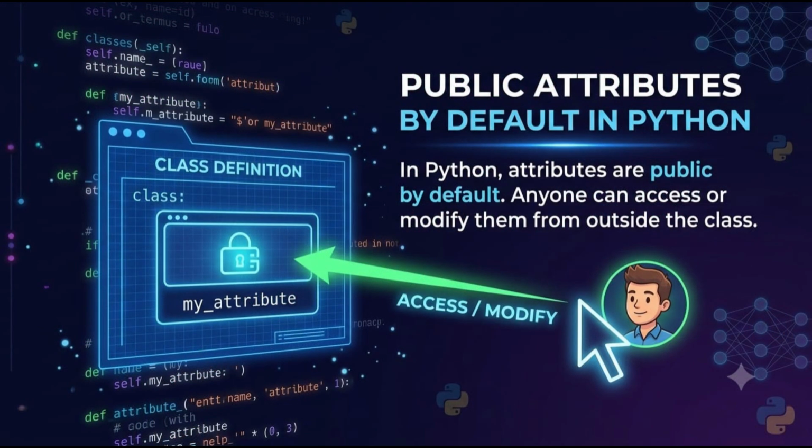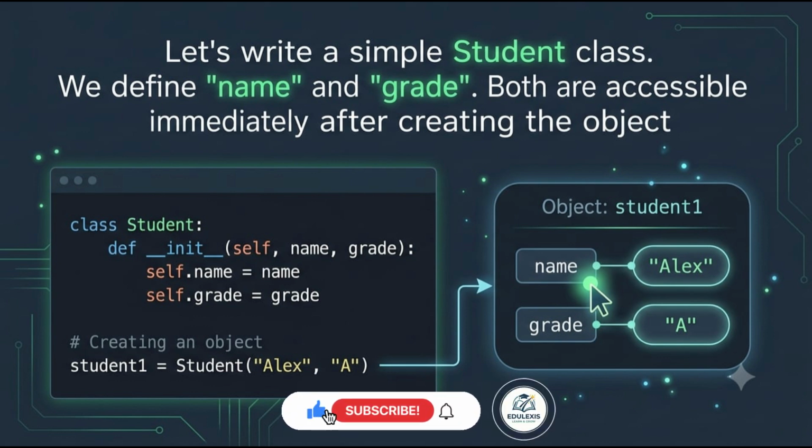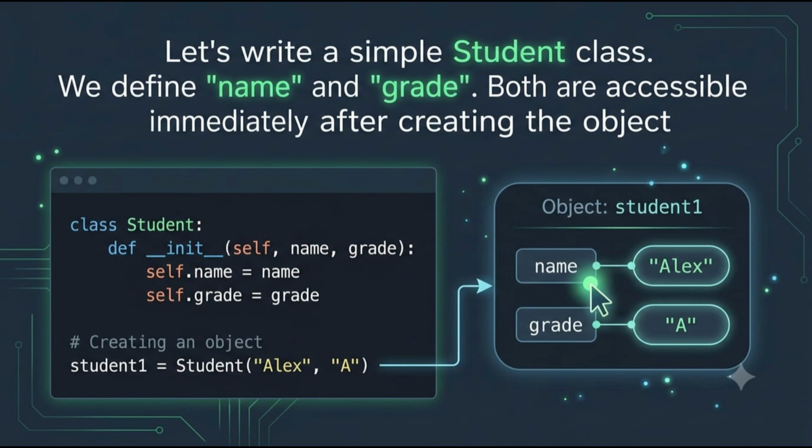In Python, attributes are public by default. Anyone can access or modify them from outside the class. Let's write a simple student class. We define a name and a grade. Both are accessible immediately after creating the object.